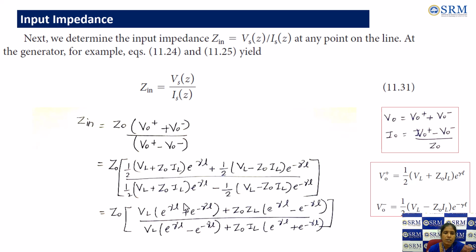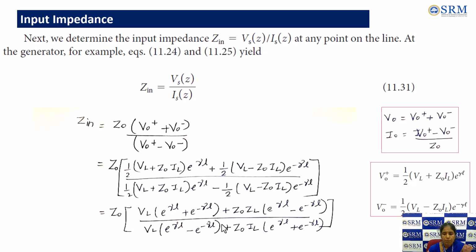After substituting, we have to club the VL terms on one side, Z0 IL terms on the other side. We get VL into e power gamma L plus e power minus gamma L. Similarly, Z0 IL into e power gamma L minus e power minus gamma L. The same expression we get in the denominator but with a positive sign here also, because I am clubbing e power gamma L, here minus of minus, the entire thing is going to be plus, right?